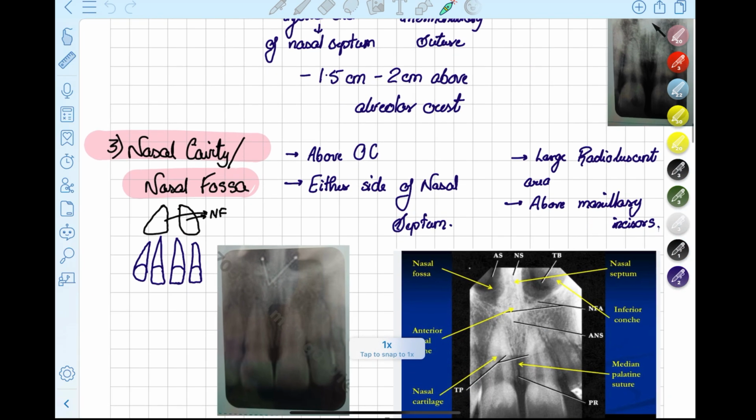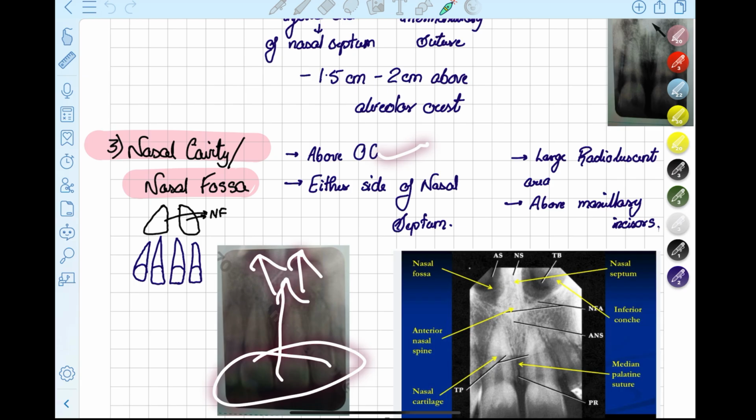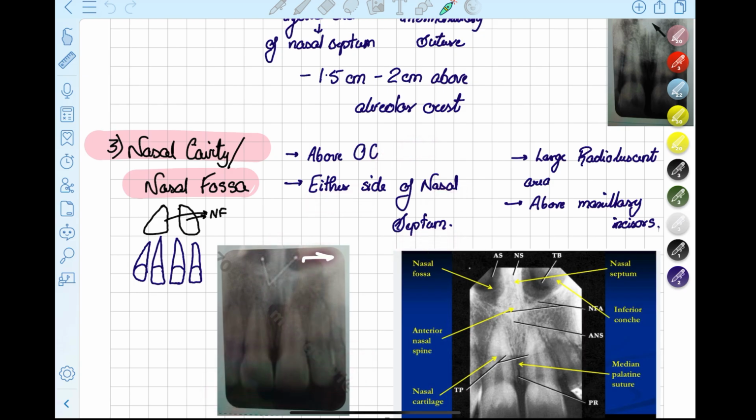The third structure that we are going to see is the nasal cavity or nasal fossa. Nasal fossa or cavity is nothing but an air-filled or empty space. It is located above the oral cavity. This is our oral cavity. It is located above it, on either side of the nasal septum. This is our nasal septum. It is a large radiolucent area. Radiolucent means dark or black color structure above maxillary incisors.